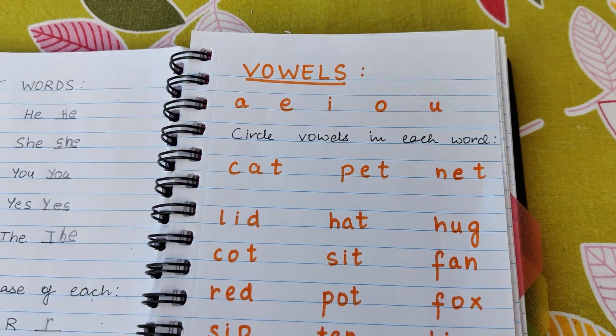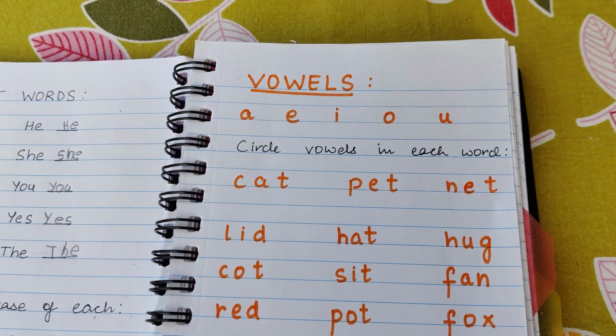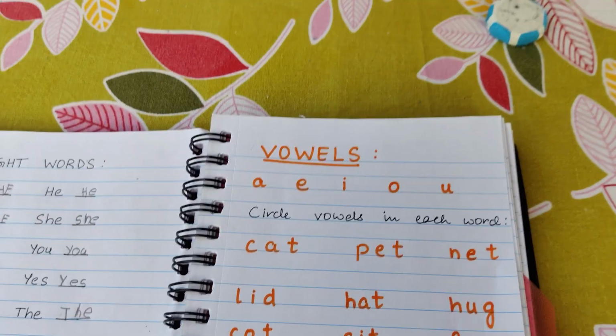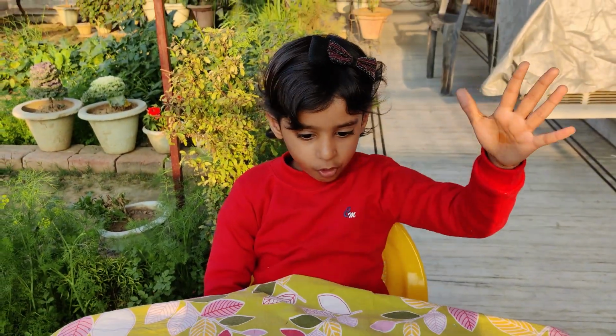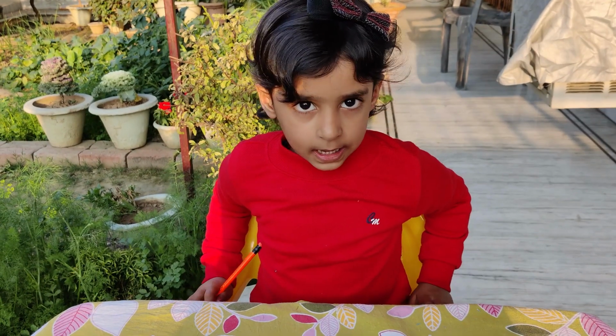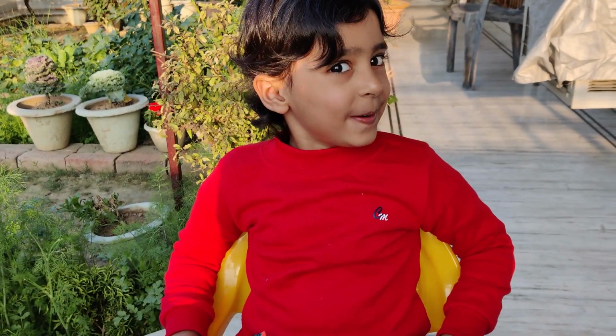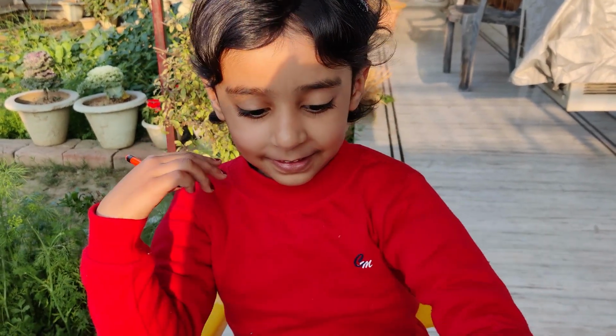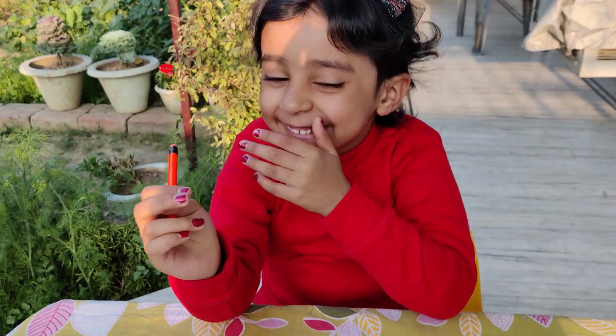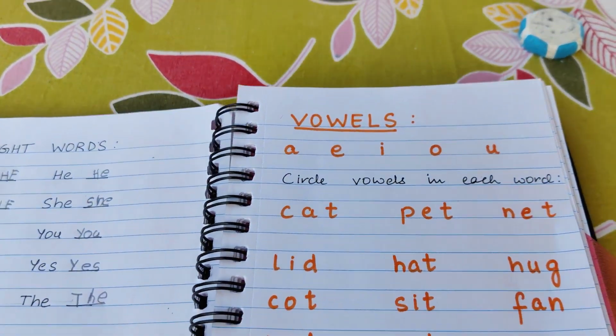So the last worksheet is of vowels. So Mahi, how many vowels are there? 5 vowels. Name them. A, E, I, O, U. And you are looking into the copy. I can see that. Okay, so there are 5 vowels.